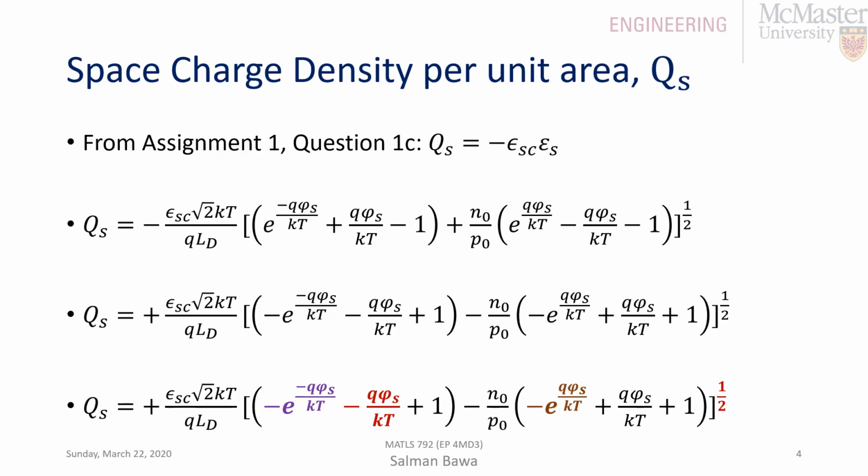From our assignment in the class, we know that the space charge density per unit area, also known as the surface charge, is equal to the permittivity of the semiconductor times the electric field at the surface. This gives us the final expression of Q sub S on this slide. Please note that the negative exponential of surface potential phi s is a purple term, the square root of the surface potential phi s is the red term, and the positive exponential of surface potential is the brown term.